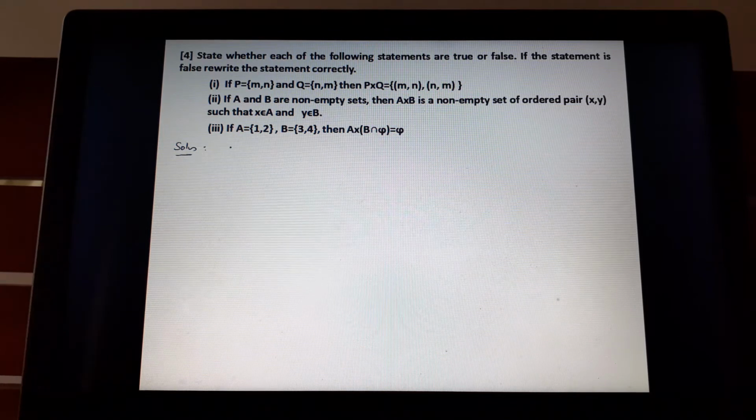First one, what is given is P equal to {M, N}. These are the two elements. Q equal to, actually that is also the same, {N, M}. Only thing is the order is changed. These two are equal sets.